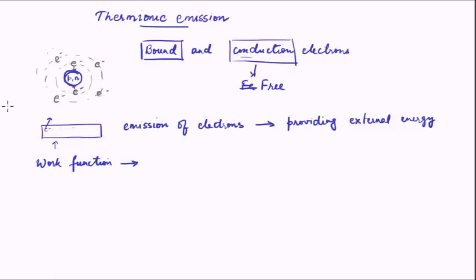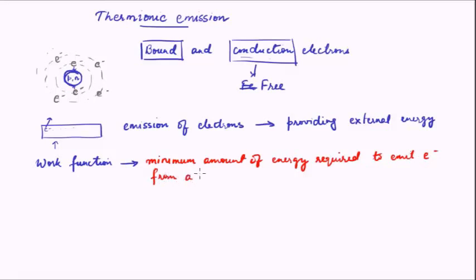Okay, so it is the minimum amount of energy required to emit electrons from a metal surface. So what this means is that the larger the work function, the more energy will be required to emit electrons. The smaller the work function, the less energy will be required to emit electrons.